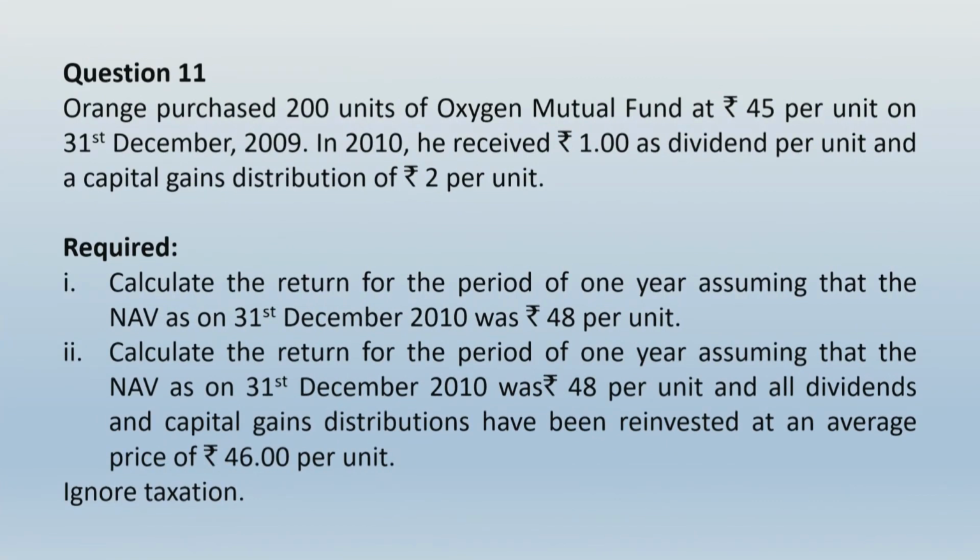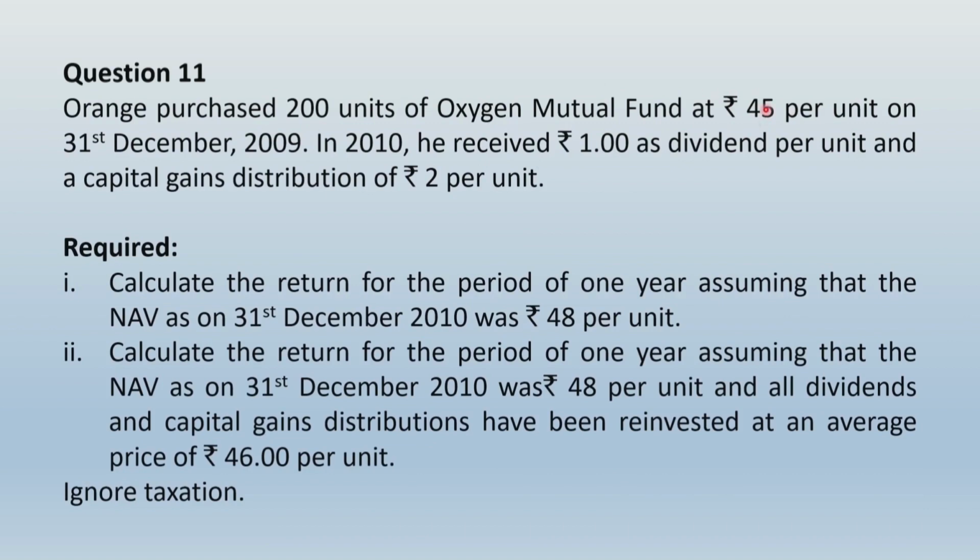Orange purchased 200 units of Oxygen Mutual Fund at rupees 45 per unit on 31st December 2009. In 2010, he received rupee 1 as dividend per unit and capital gain distributions of rupees 2 per unit. Required: calculate the return for the period of 1 year, assuming that NAV on 31st December 2010 was rupees 48 per unit. Now if you closely observe, you have the information of NAV 0.